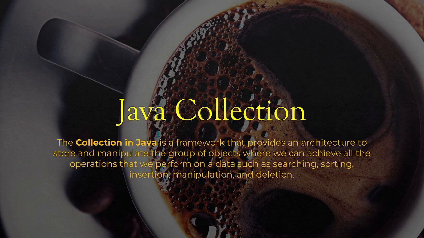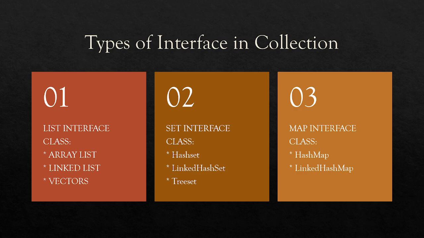Let's go through the types of collections. Collection is an interface, and these are its child interfaces. The first one is List. List extends Collection, because from interface to interface the extends keyword is used, and from class to interface, implements is used. For the List interface, the most usable classes are ArrayList, LinkedList and Vector.